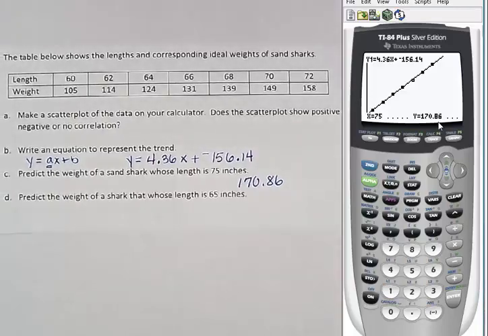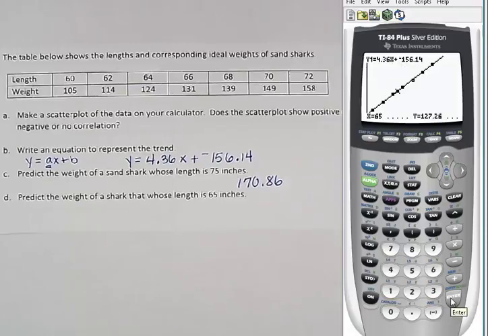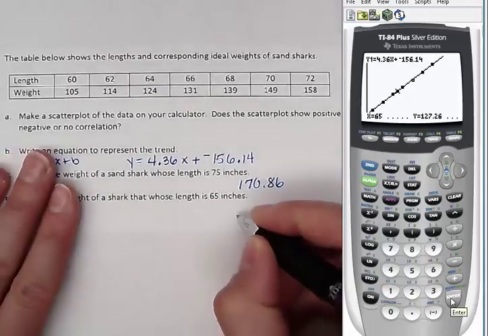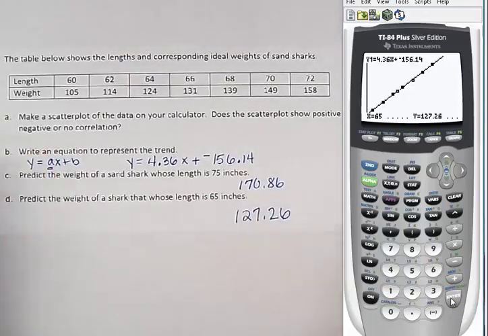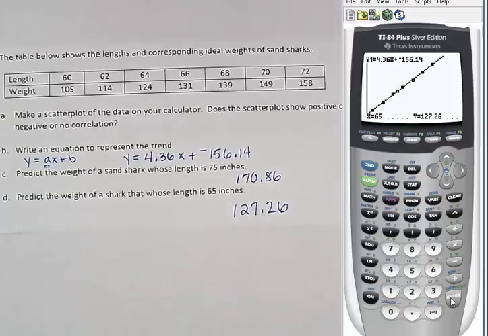Okay? Now, the other thing we can do, since we're still on our line, we can move Spider-Man around still, or if we want to know how heavy a sand shark that's 65 inches long, we can type in 65. As long as we're on our line, it will use that line to predict the weight of a sand shark that's 65 inches long, and that weight is 127.26.